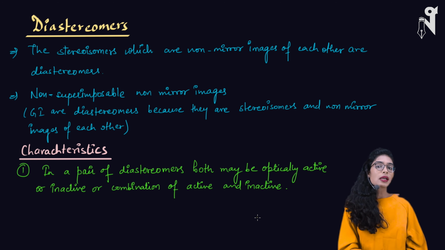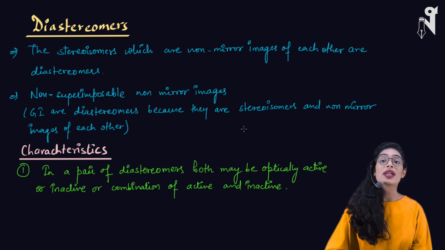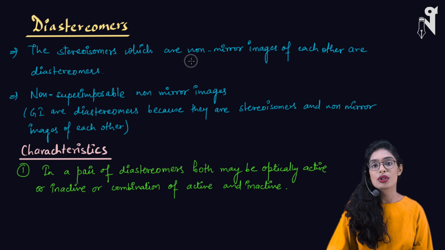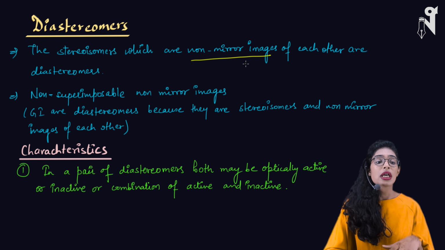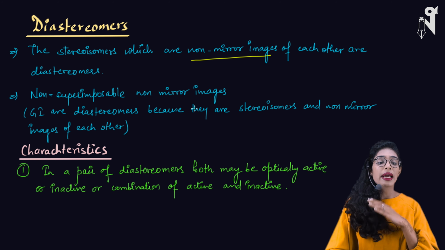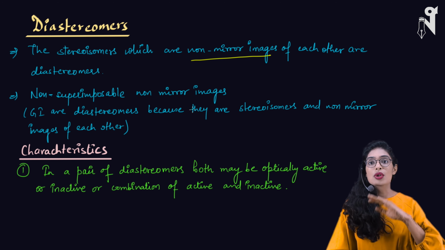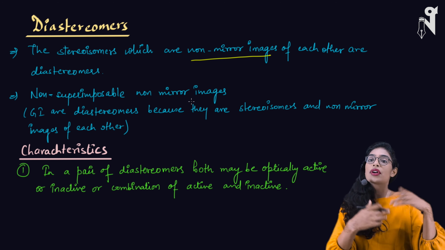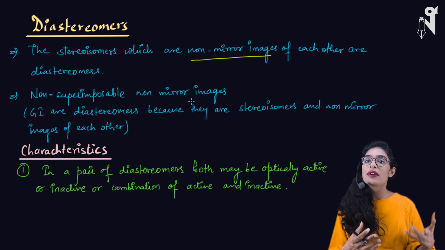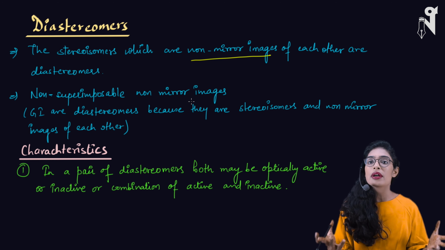Okay, so let's understand what diastereomers are. Diastereomers are the ones which are non-mirror images of each other. Apart from being non-mirror images, they are also non-superimposable. So, non-superimposable, non-mirror images of each other. That means even after a double switch or an even number of switches, you cannot convert one into the mirror image.